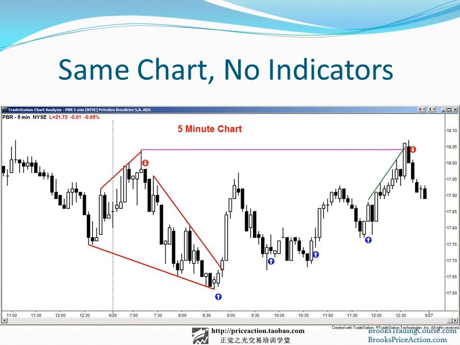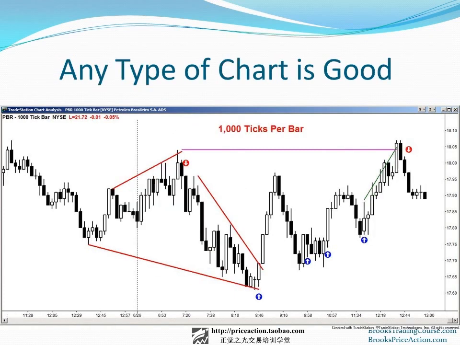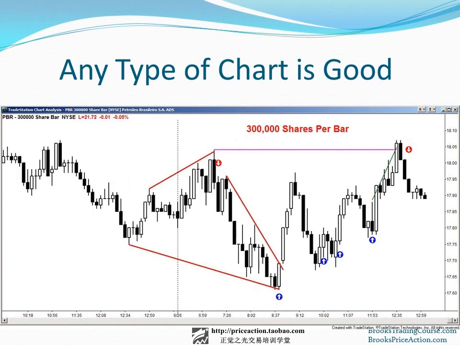And you don't have to look at the 5-minute chart. You can look at any kind of a chart. For example, here's the same chart where there's 1,000 ticks per bar, and the overall shape is still the same. The price action is still the same. Okay, here's another version of the chart where there are 300,000 shares per bar, and again the price action is the same.